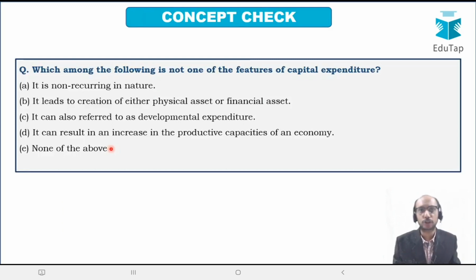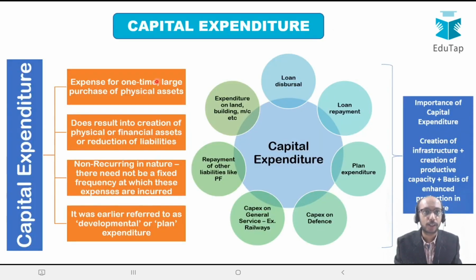I have placed a simple concept check in front of you. Which among the following is not one of the features of capital expenditure? Not one of the features. Non-recurring in nature. Okay, so you just look at the features again. This is one time large purchase of assets, results in creation of physical financial assets, reduction of liabilities.